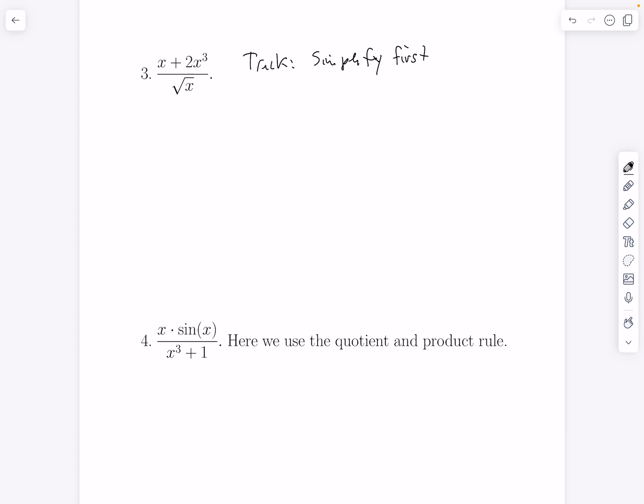So what is that? It's x plus 2x cubed over root of x, which is x to the power of, what is it? 1/2, right? Okay, and then we can distribute the bottom. If you think about fractions, like 7 plus 3 over 8 is 7 over 8 plus 3 over 8, we can always do that. So we can distribute x over x to the 1/2 plus 2x cubed over x to the 1/2.